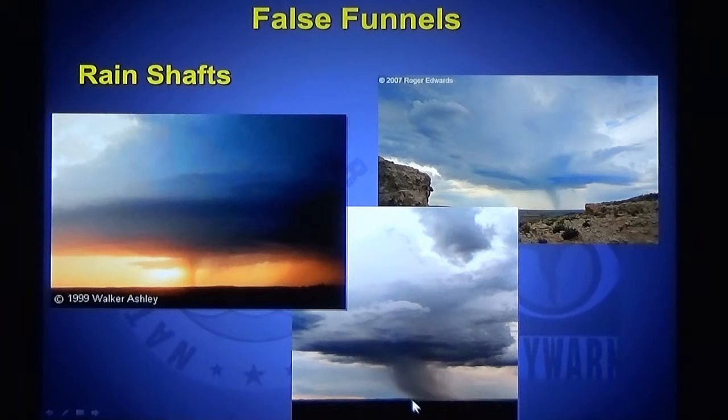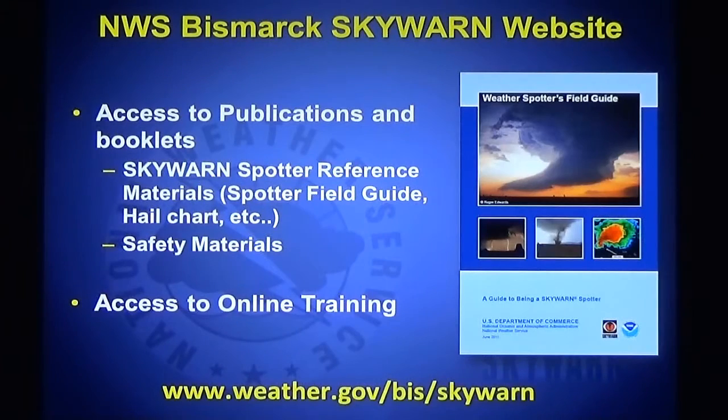And finally, in the third picture, the same thing. This is just rain falling out of the cloud. There's no rotation, so we're looking at a rain shaft and not a tornado. We need to be very careful when reporting tornadoes that we're sure that there is circulation, there is rotation.